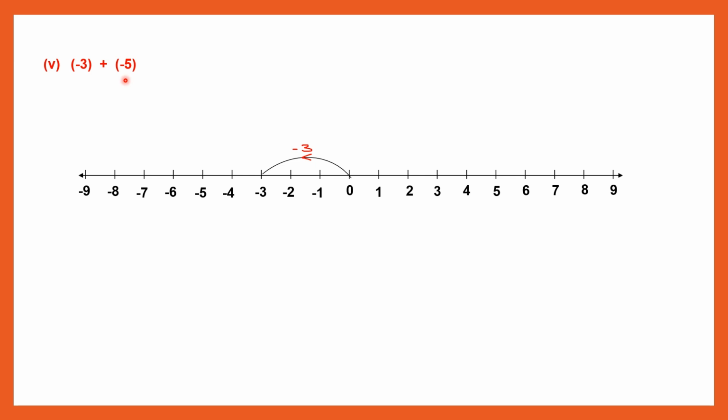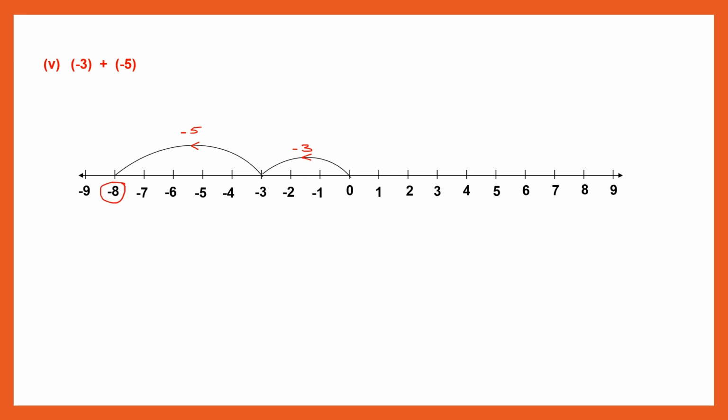Next integer is negative 5. So when it is negative, remember you have to move to the left. That means from here we are moving to the left 5 steps. 1, 2, 3, 4, 5. We come up to negative 8. So we have come up to negative 8, and again we have moved to the left and by 5 steps. So now this is our answer, negative 8.